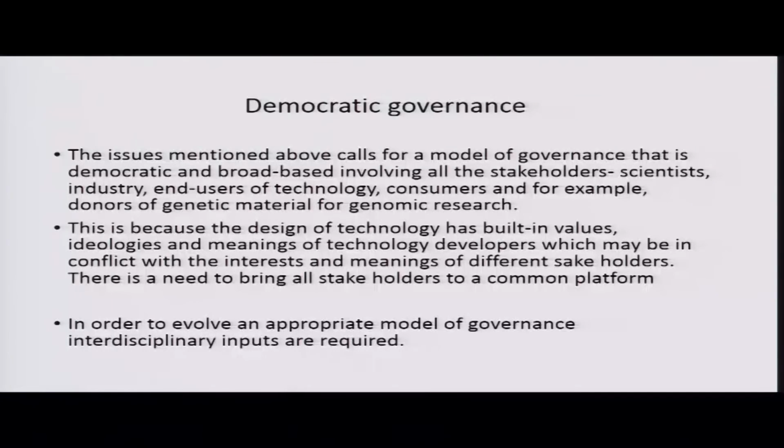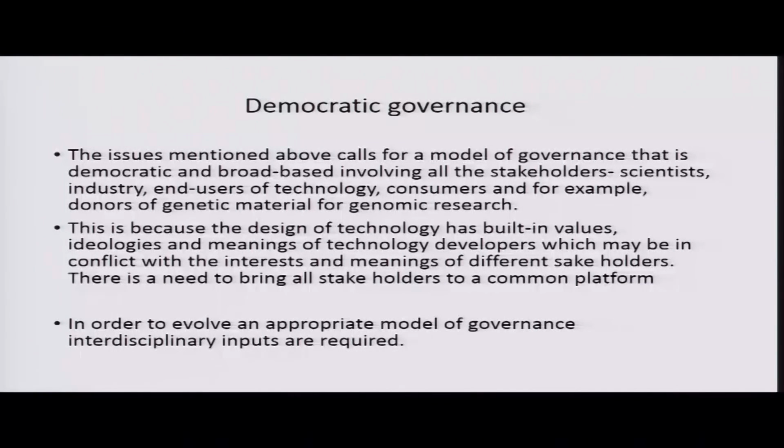So what we should keep in mind is that we must have a model of governance. The issues mentioned above call for a model of governance that is democratic and broad-based, involving all the stakeholders: scientists, industry, end users of technology, consumers, and government. For example, donors and consumers, and the donors in some specific cases when genetic material is being donated for research. This is because the design of technology has built-in values, ideologies, and meanings. These are those of the developers of technology, which may be in conflict with the interests and meanings of different stakeholders. That's why there's a need to bring all the stakeholders to a platform to discuss, debate, and arrive at a consensus.